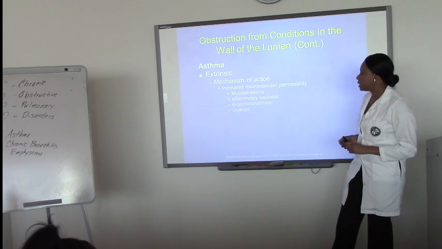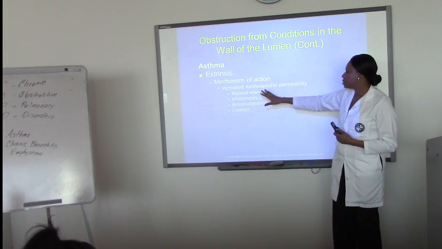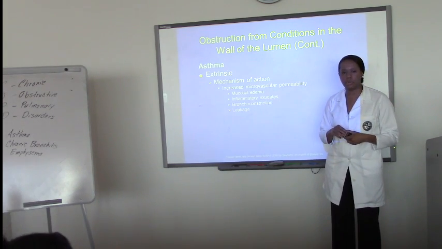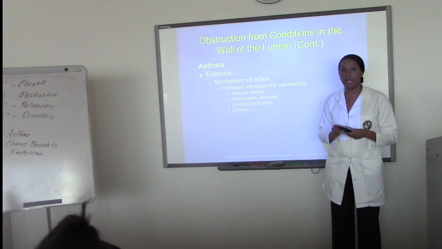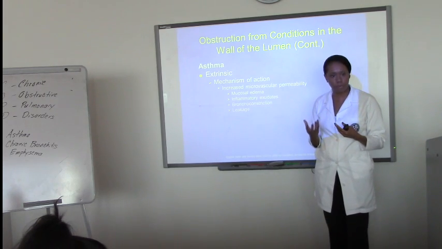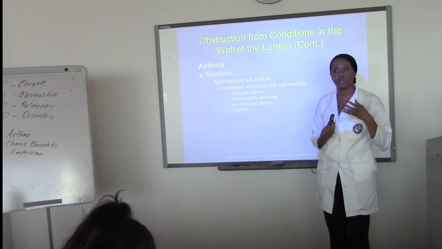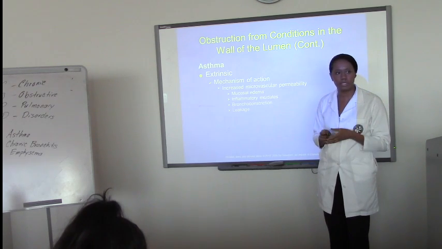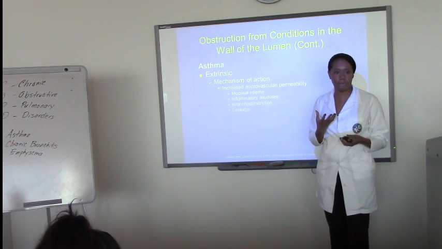Now, the other thing that happens here is that we do have mucosal edema. Because of the inflammatory process, we know that when the inflammatory process occurs, we start to secrete certain exudates of fluids. Okay, does that sound familiar? So remember that certain fluids are secreted during the inflammatory process. So not only do we have mucus that's clogging up the airway, but now we also have fluid.